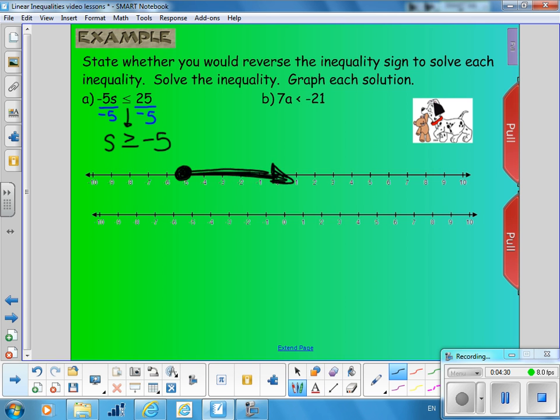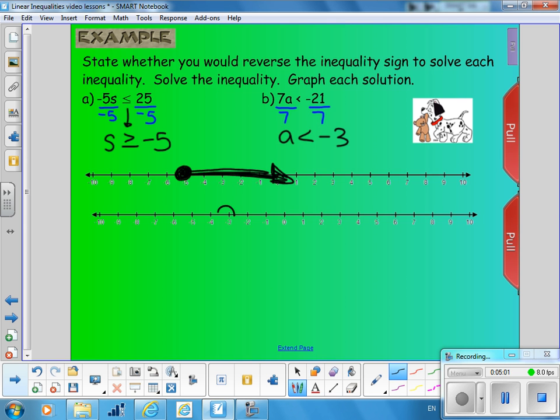If we look at B, 7a is less than -21. Now we are going to have to divide, and there is a negative in the inequality, but the question is, are we dividing by a negative? The variable has the +7, so we are just dividing by +7. When you divide by a positive, nothing changes. This stays a less than, and in this case it will be -3.